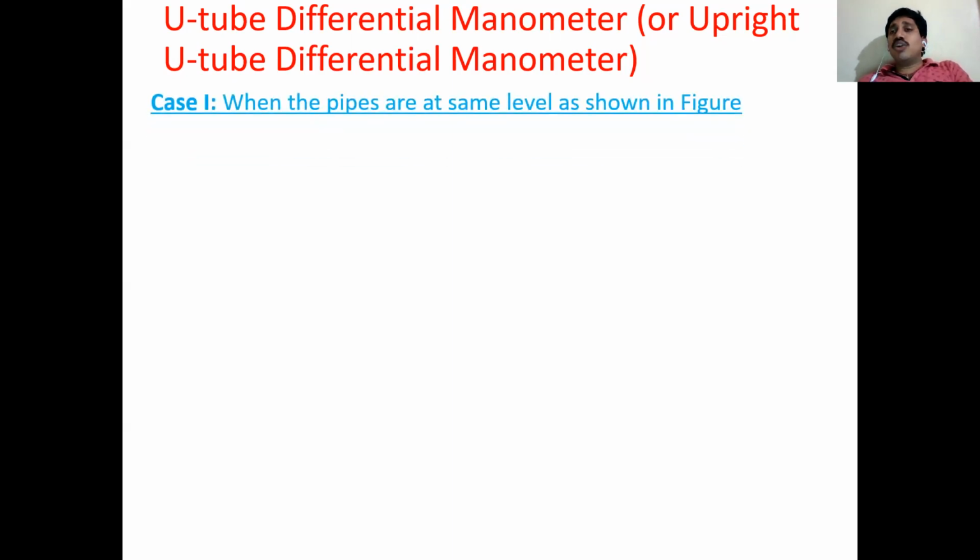There are two types of cases in the upright U tube differential manometer. First, let us discuss case one, when the pipes are at the same level. We are taking two pipes which are at the same height from the ground level. When you arrange a differential manometer at the same height, how would that arrangement be, and how can we develop the pressure equation? We'll see in this case.